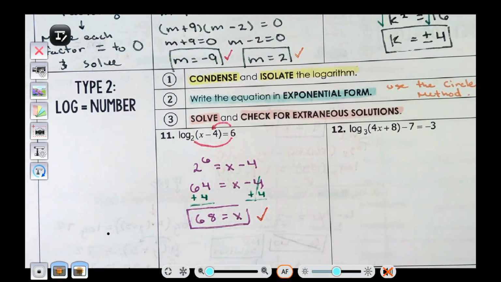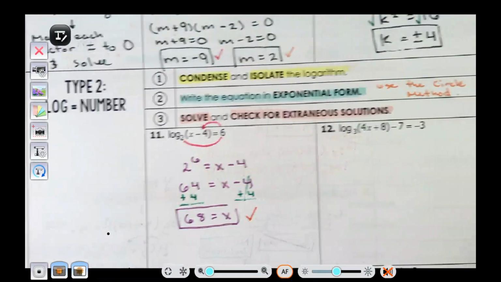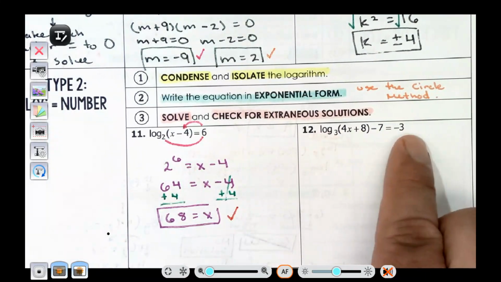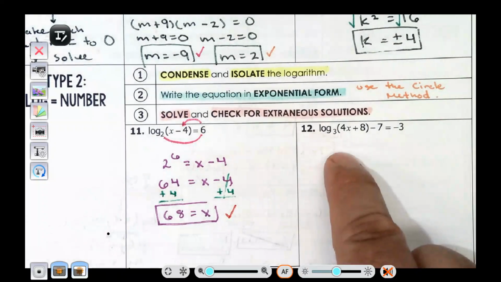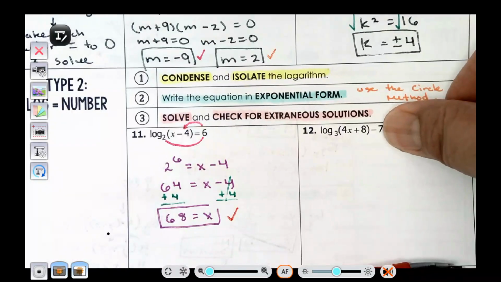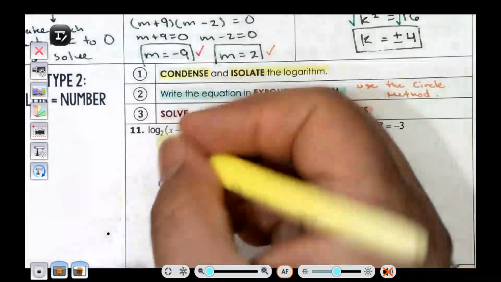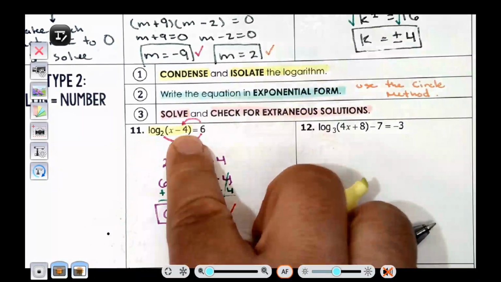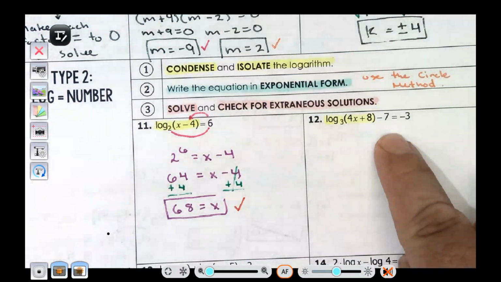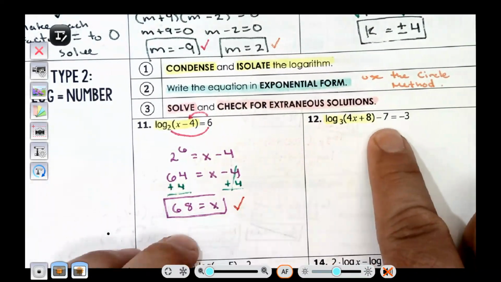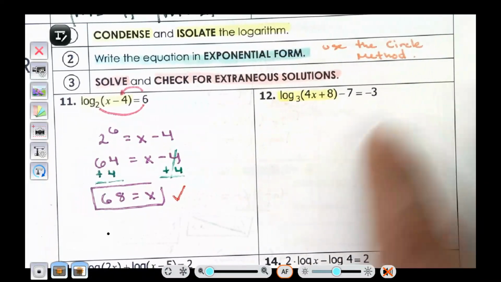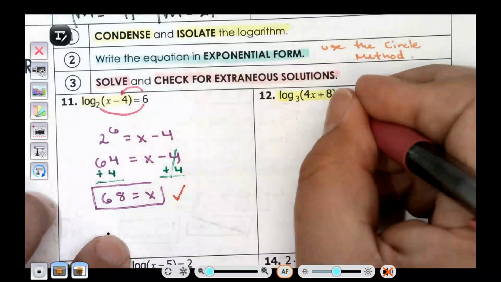Okay. Now I want to mention number 12 because it does have something a little bit different on this one. It says log base 3 of 4x plus 8 minus 7 is equal to negative 3. Yes, there's only one log. No condensing needed. But isolation, you see, if I do this, what we have to understand is over here it was ready. Why? Because all of that was in the log. So here's the log, but notice the 7 isn't part of it. That's what they mean by isolation. They want you to get the log all by itself. So then the first thing and the first step I should take is I should add the 7.